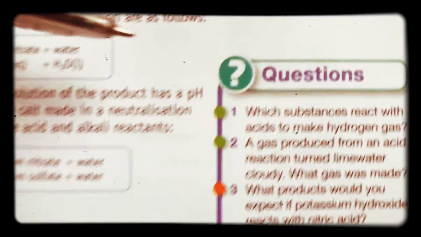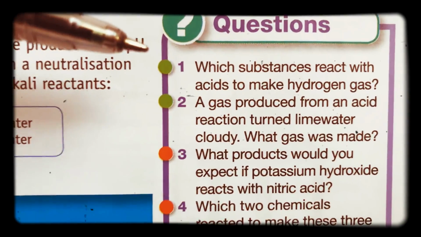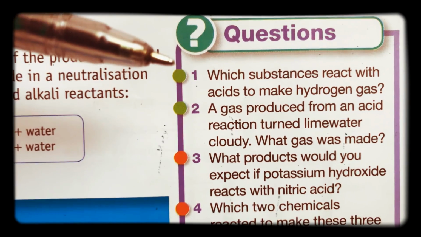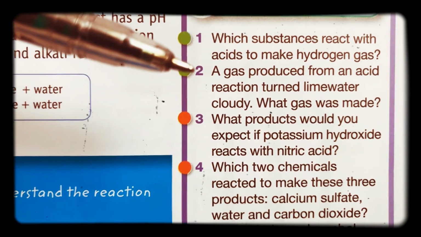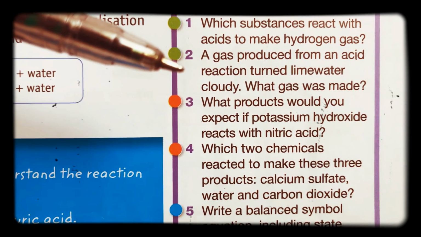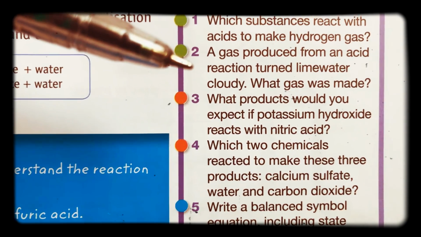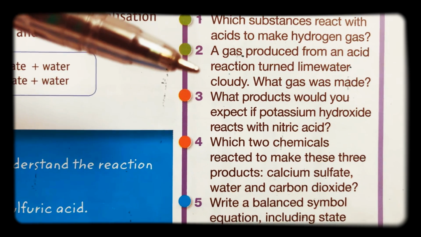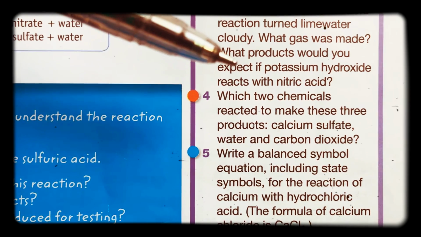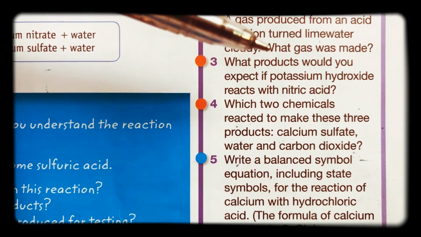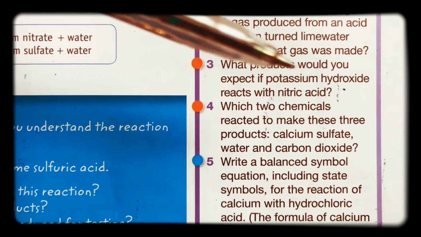There's quick questions to test your understanding. Which substance reacts with acids to make hydrogen gas? Okay, pause the video. The answer is metals. Gas produced from an acid reaction turns lime water cloudy. What gas was made? Pause the video. Carbon dioxide. What products would you expect if potassium hydroxide reacts with nitric acid? Pause the video. Potassium nitrate and water is the answer.